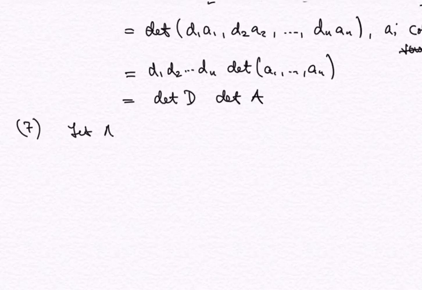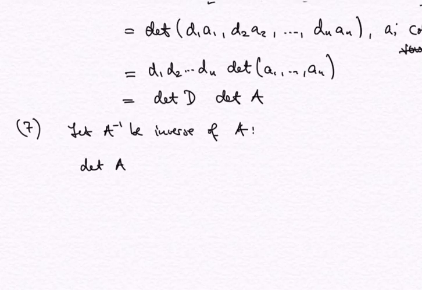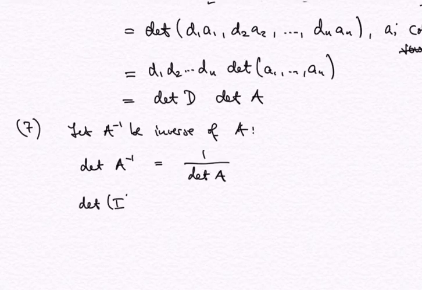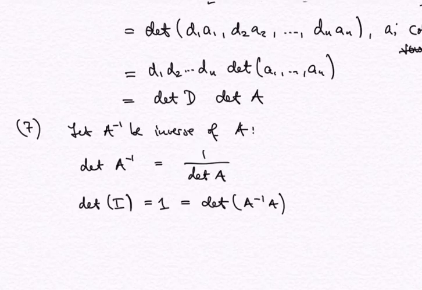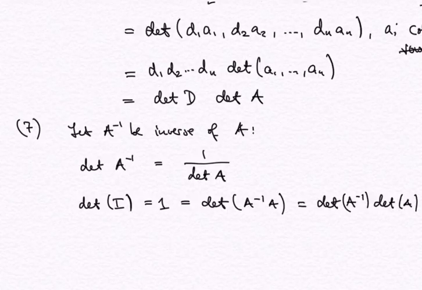So let A inverse be the inverse of A, then the determinant of the inverse matrix is 1 over the determinant of the matrix. And this is because the determinant of the identity matrix, which is the determinant of the set of standard basis vectors, is equal to 1. And this is by the definition of the inverse matrix, the determinant of the product of A inverse times A, or A times A inverse, doesn't matter. And this is the determinant of A inverse by our last properties times the determinant of A. And there you have it.